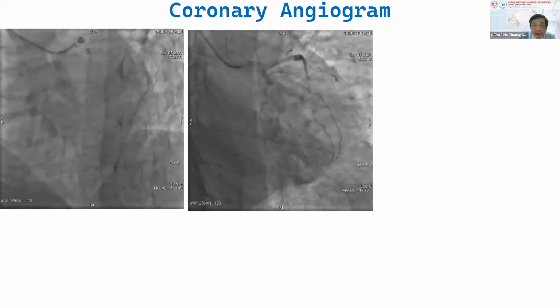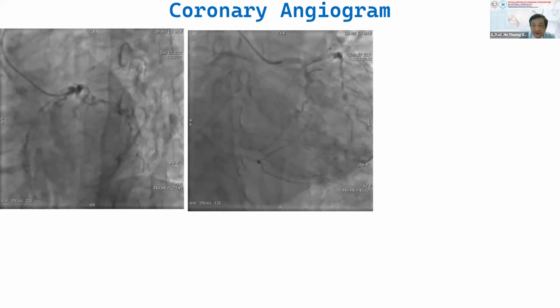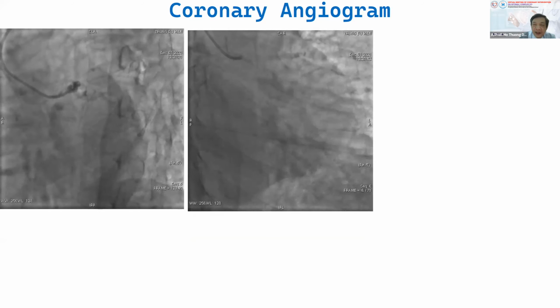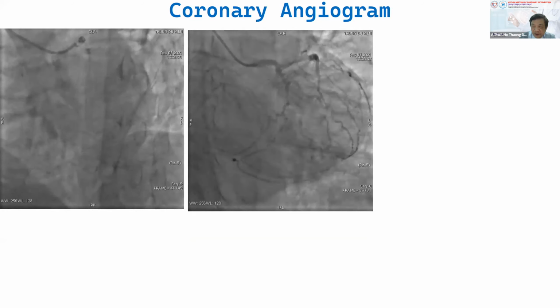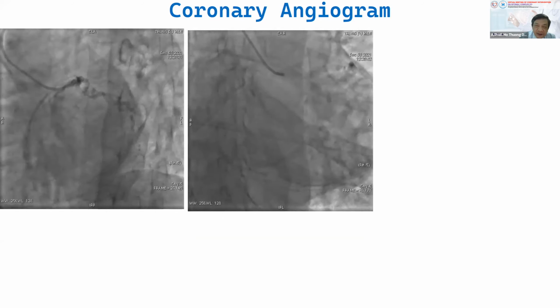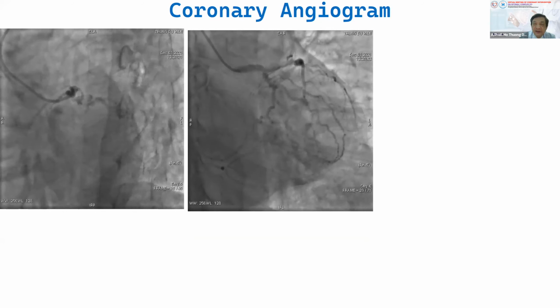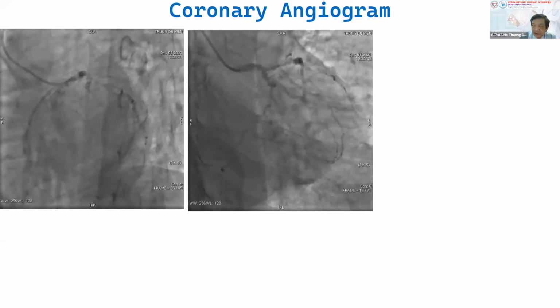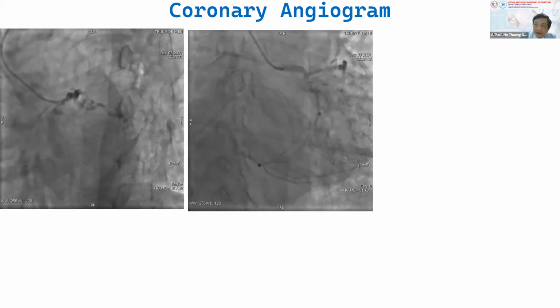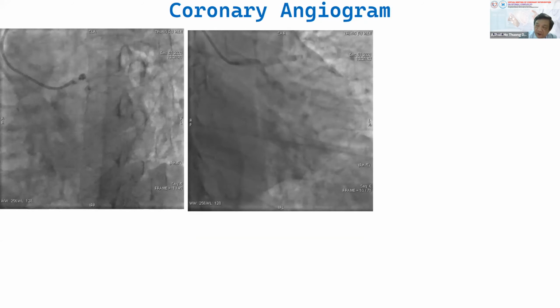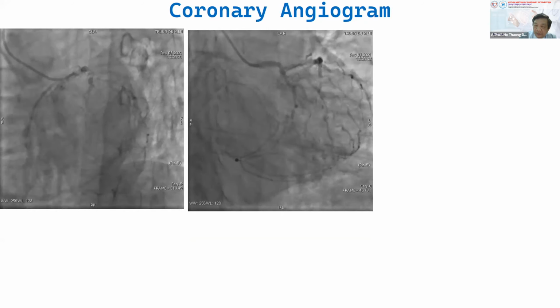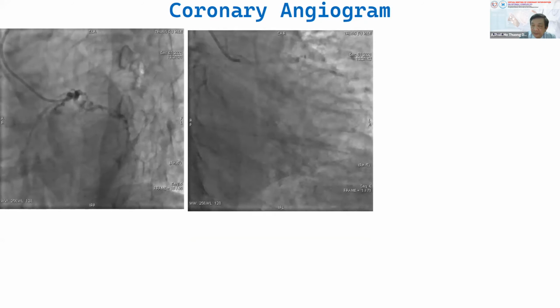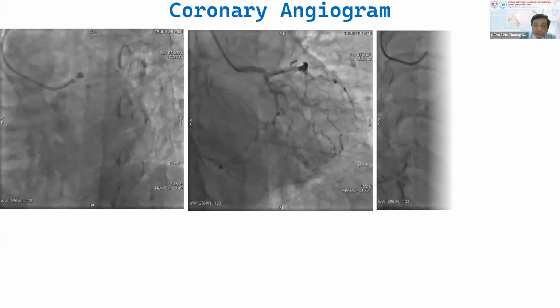Here is the coronary angiogram. We see very severe calcified lesion in the distal left main and the proximal segment of the LAD. The circumflex is not large. So I would like to select the one-stent technique, but I must do a very good preparation of the distal segment and proximal segment of the LAD.